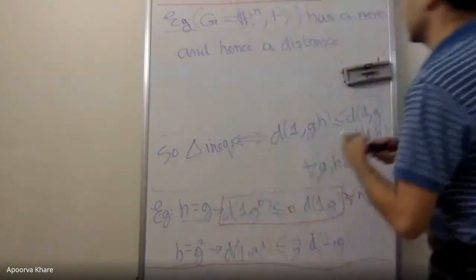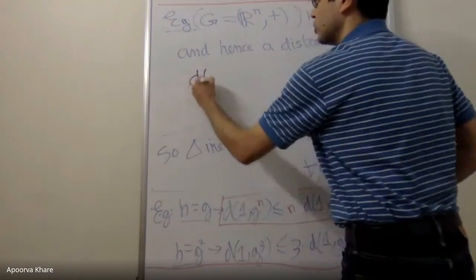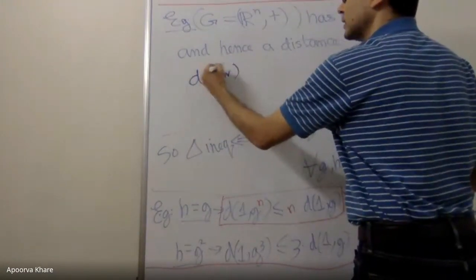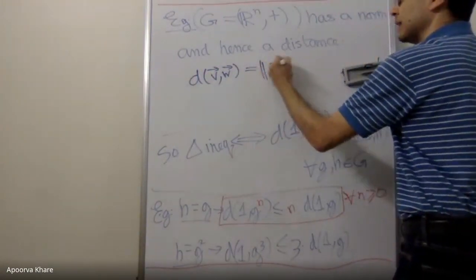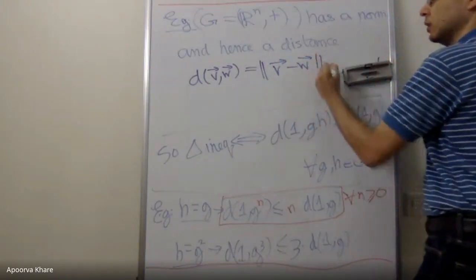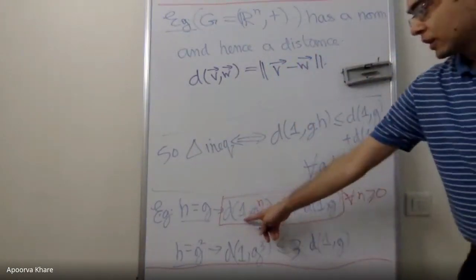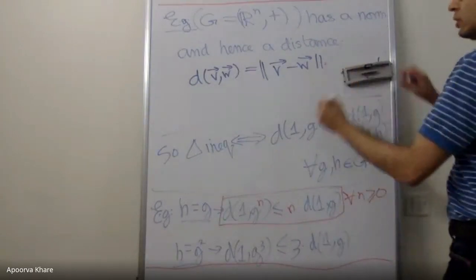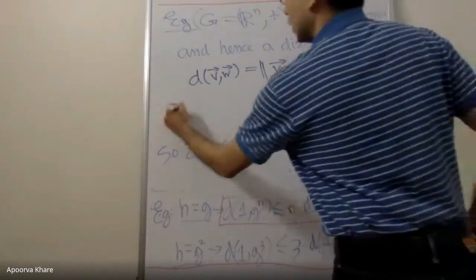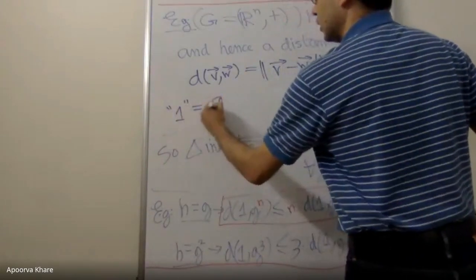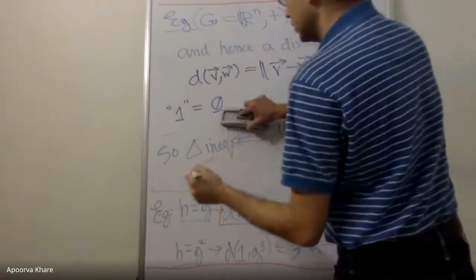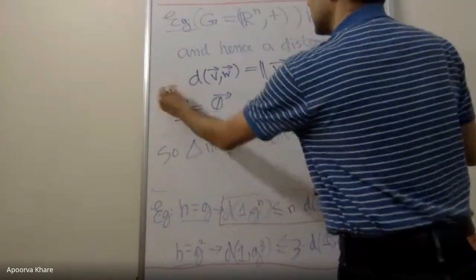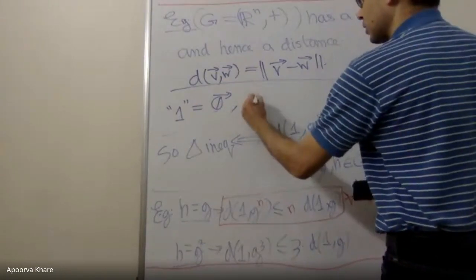Okay, and hence a distance. So the distance between two points V and W, the two vectors, is simply the norm of V minus W. And now, what does this equation say? What is the one? The one is really zero, the vector zero. Let me call this equation star.